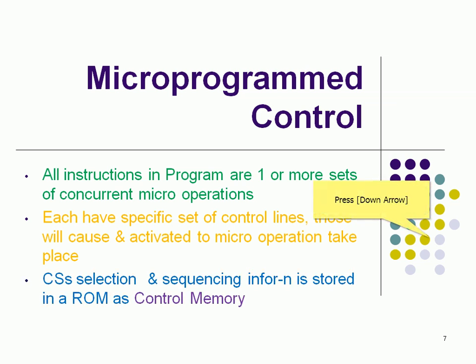So control signal selection and sequencing. This signal selection and sequencing information is stored in a ROM or RAM, right? Read only memory or random access memory. This will be called a control memory. So control memory contains the set of control signals or sequences, right?